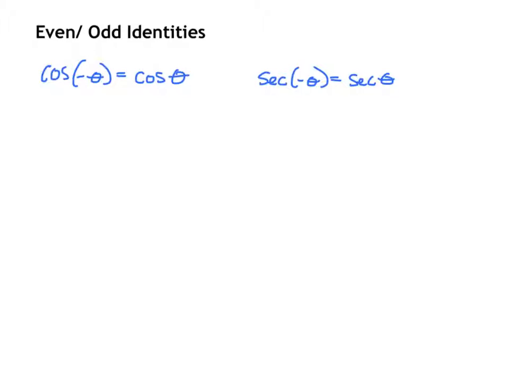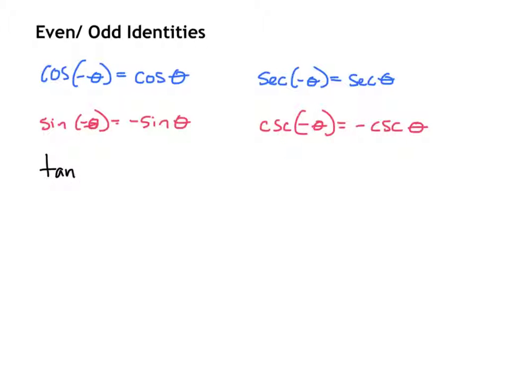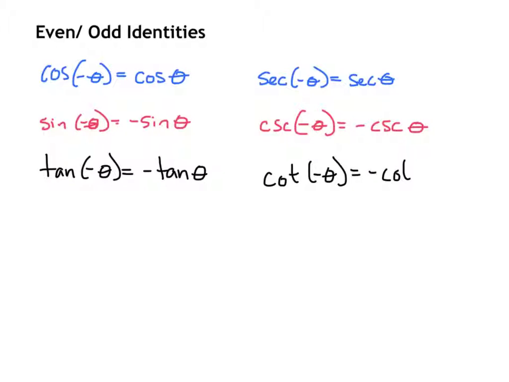Now for the rest of them, they work like this. Like the sine of a negative angle is equal to negative sine of that angle. So the cosecant of the negative theta is equal to negative cosecant theta. This is true for tangent as well. The tangent of the negative theta is equal to negative tan theta. And the cotangent of negative theta is equal to negative cotangent theta.